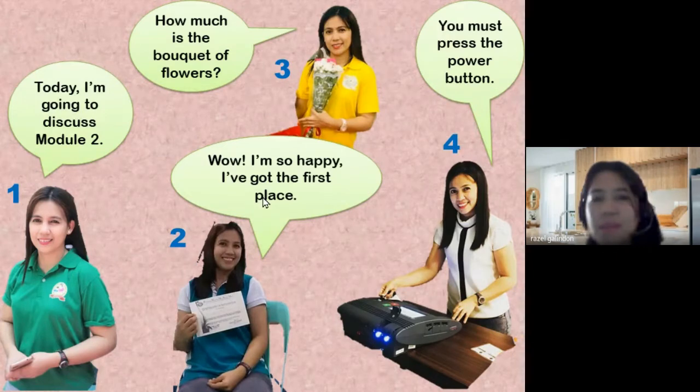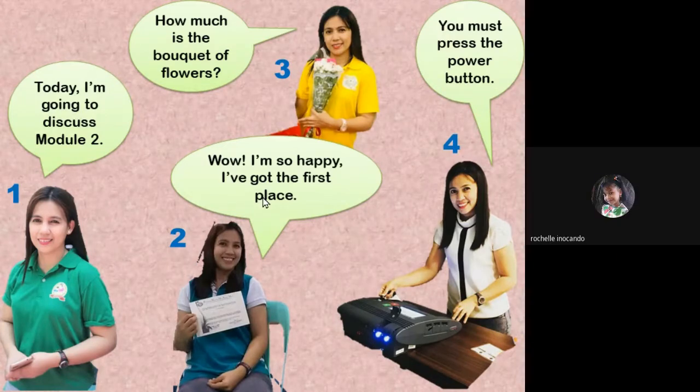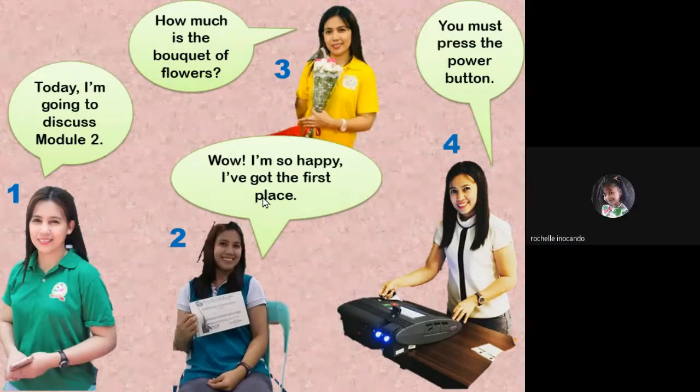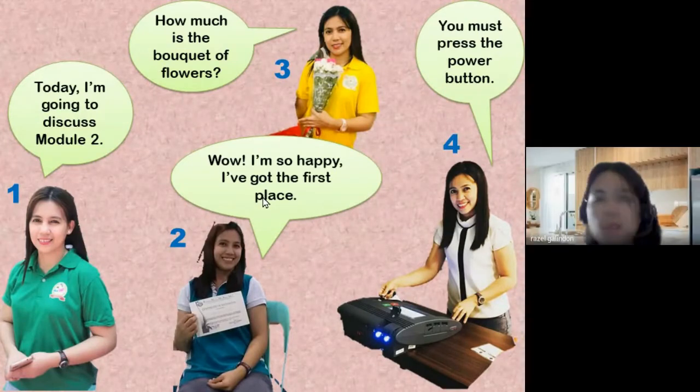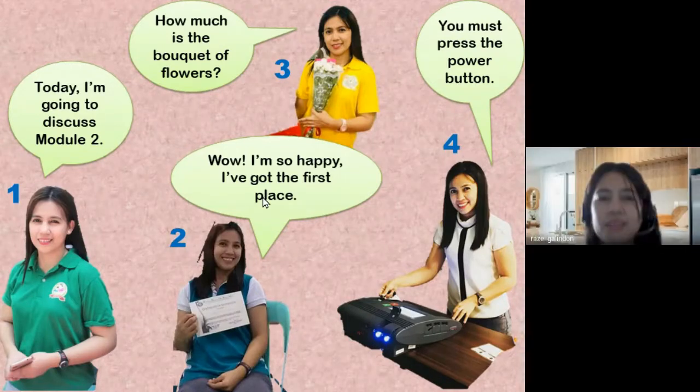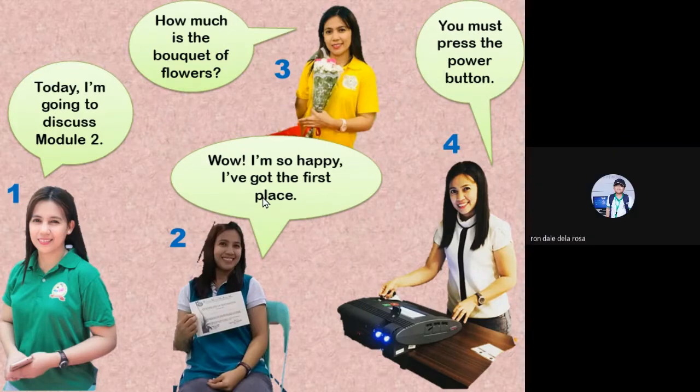And how about the number 2 statement? What type of sentence is that? Exclamatory. Okay, that is exclamatory. What punctuation mark did we use here? Exclamation point. Okay, Rondale, thank you. And what is the function of an exclamatory sentence? It is used for expressing strong emotion.